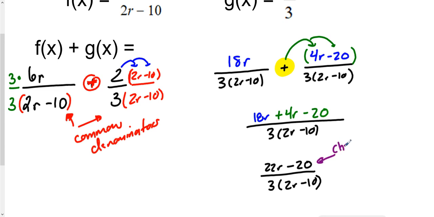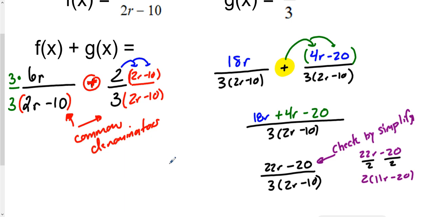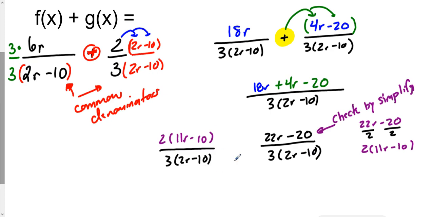We need to check and simplify. 22r minus 20 does have a GCF in it. 22 and 20 can both be divided by 2. So you'd have 2 times 11r minus 20. Let me change that for a second. 20 divided by 2 is not 20. 20 divided by 2 is 10. Now, don't let your eyes trick you. That's 11r minus 10 and 2r minus 10. They cannot be canceled out. So on a test, if it was multiple choice, you'd have to see which one of these two answers was in the answer choices.